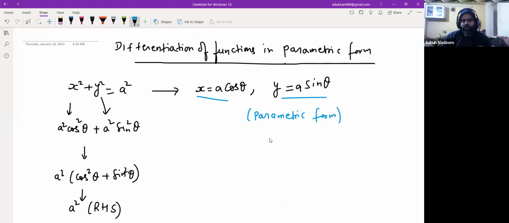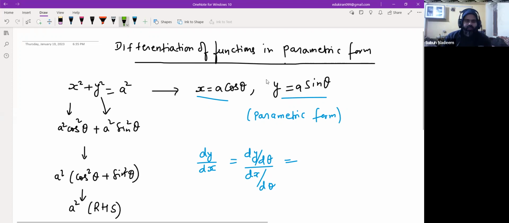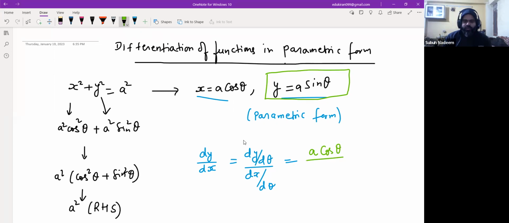Now if you want to find dy by dx, what you will do, you will differentiate y with respect to theta, differentiate x with respect to theta if they are given in parametric form. The derivative of y with respect to theta, as you can see here, y is a sin theta. So if you differentiate it with respect to theta, a will come outside and the derivative of sin theta will be cos theta. Similarly, you will differentiate x with respect to theta.